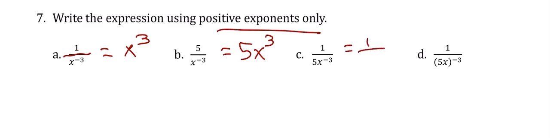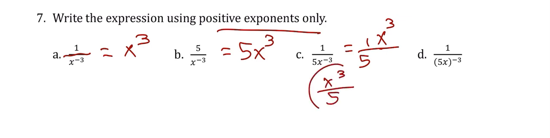Okay, this next one's a little trickier because the 5 is already to a positive exponent. That 5 right here is really being raised already to the first power. So only the x has to go to the numerator. And technically you don't need that 1, so if you wanted to, you could just write it as x to the third over 5. All right, let's look at the next one.